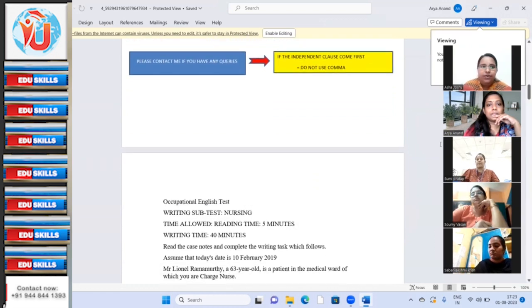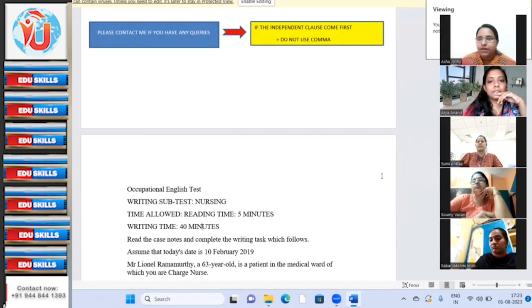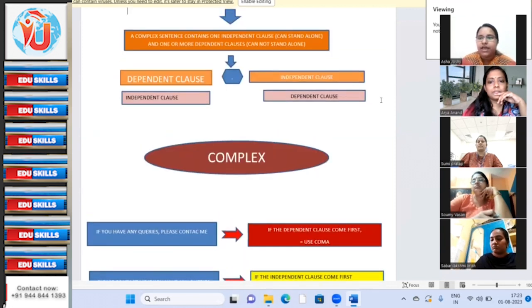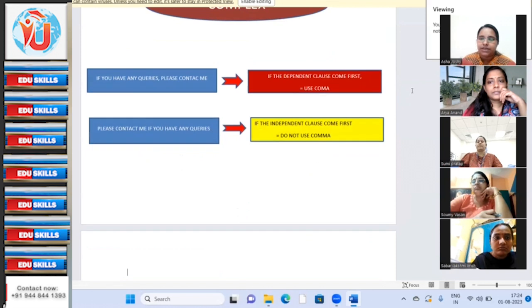If you have any queries, please contact me. Here, the dependent clause is "if you have any queries", after which we put a comma, then wrote "please contact me", which is an independent clause. We can write this sentence in another form, writing the independent clause first: "Please contact me." This is an independent clause, so there is no need for a comma. Then we write "if you have any queries." This is a common example of a complex sentence.